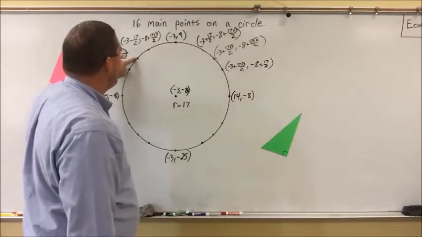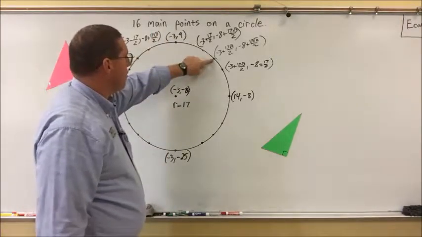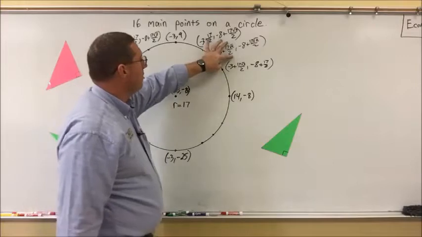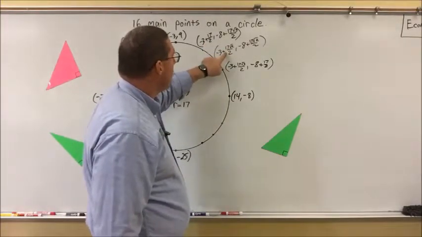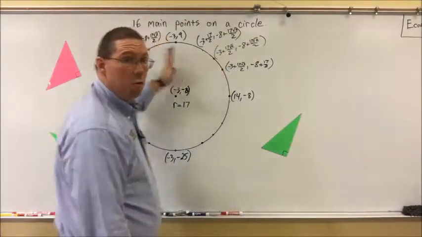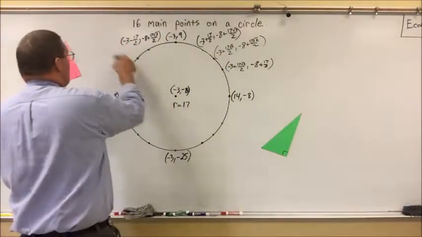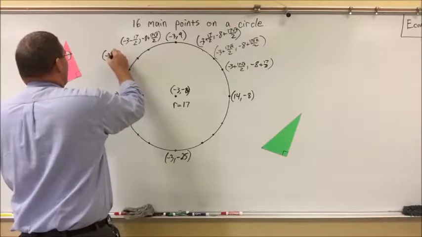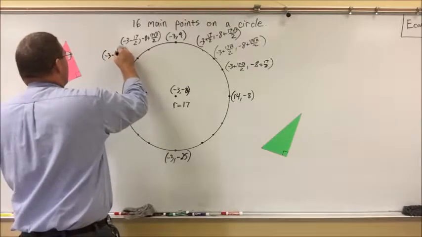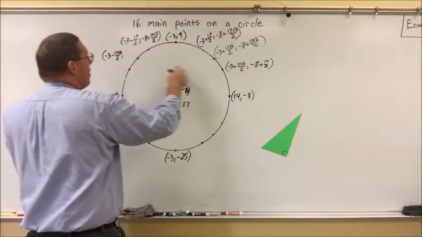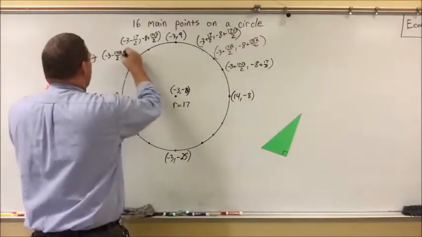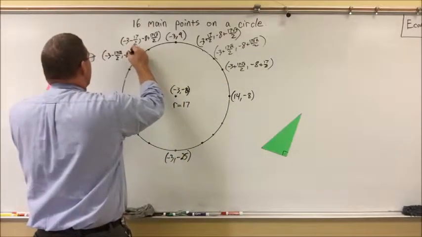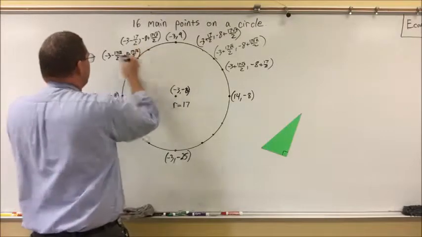This point is going to be the same thing. It's at the same height as this point over here. It's going to have the same adjustments, 17 square root of 2 over 2, as this point. Only the x-coordinate is going to be subtracted because we moved to the left. So this point is going to be negative 3 minus 17 square root of 2 over 2. And the y-coordinate is going to be the same because we're going up from the negative 8. It'll be negative 8 plus 17 square root of 2 over 2.